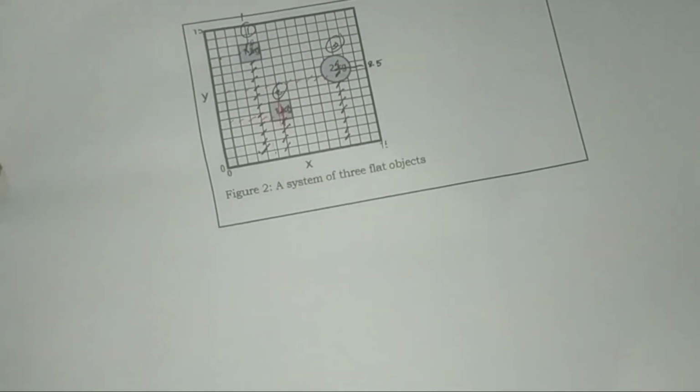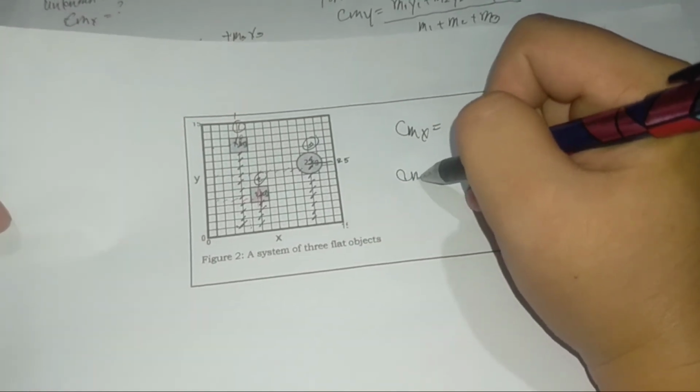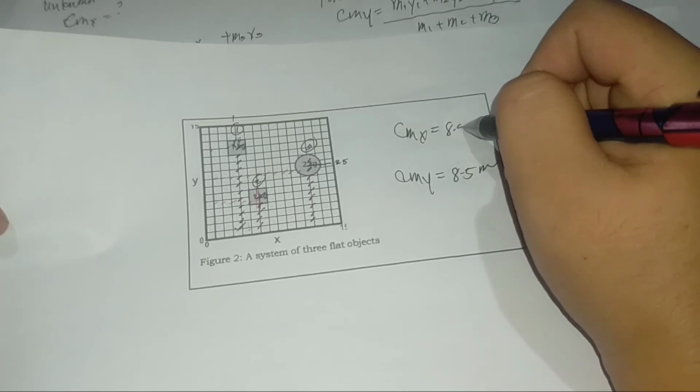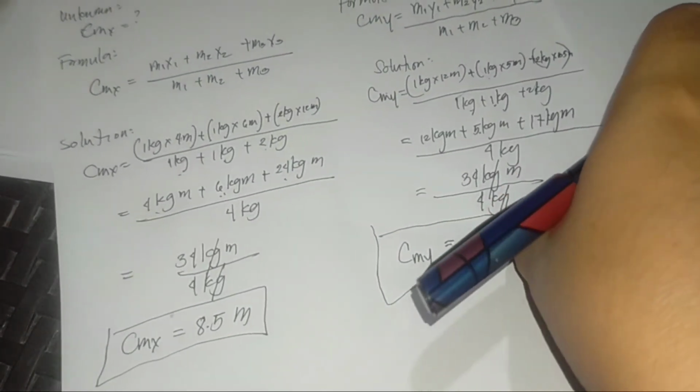So the center of mass along x and the center of mass along y are each equivalent to 8.5 meter. Okay, as simple as that.